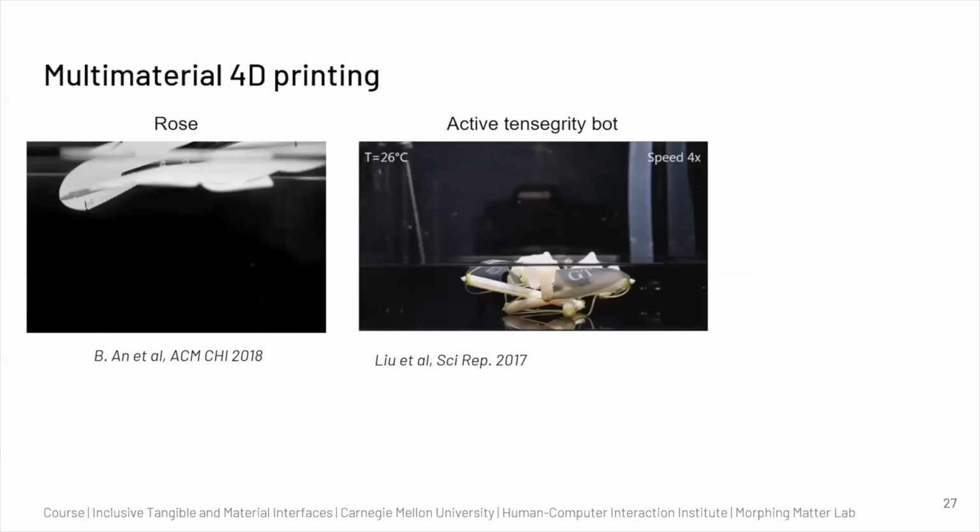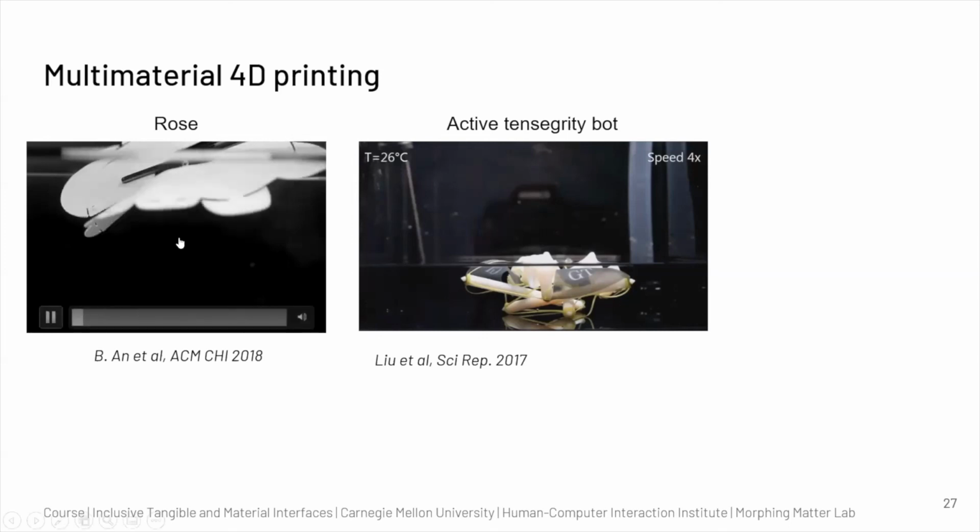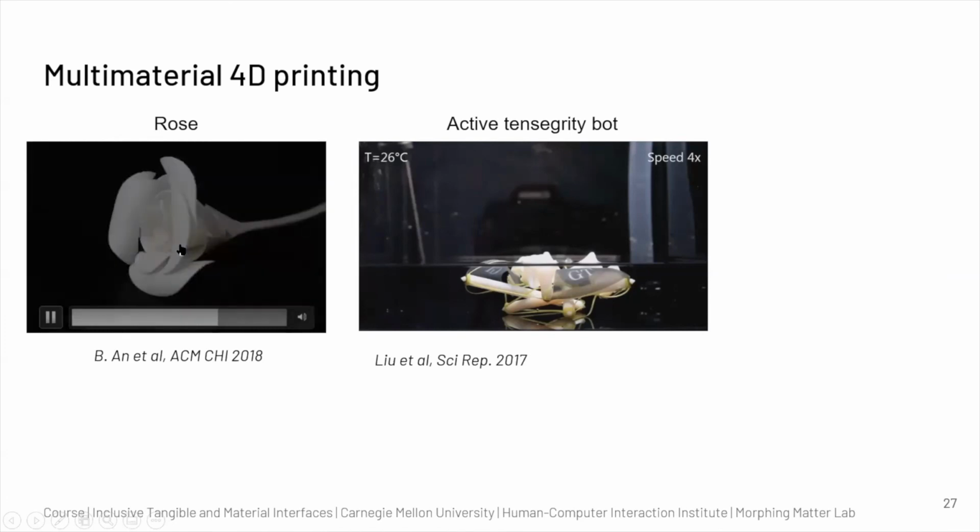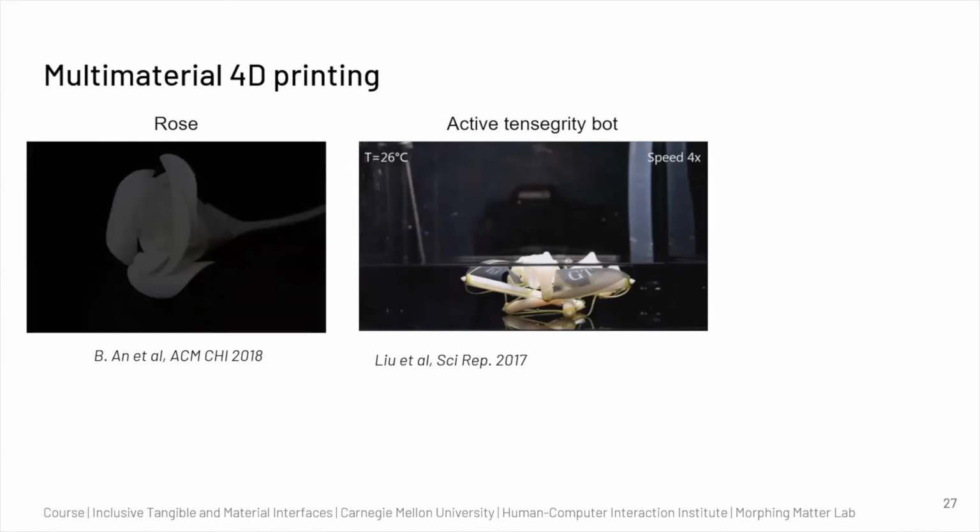The next one is, since I also touched on multi-material printing, you could take advantage of two or more different materials having different contraction ratios or different properties, and you can get a 3D structure from a 2D one. This is from our lab where the rose was printed flat with two different materials. One was PLA and the second one was TPU, and when it comes in contact with heat, you see that it turns from 2D to 3D.